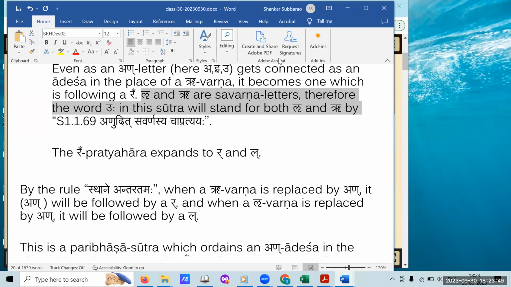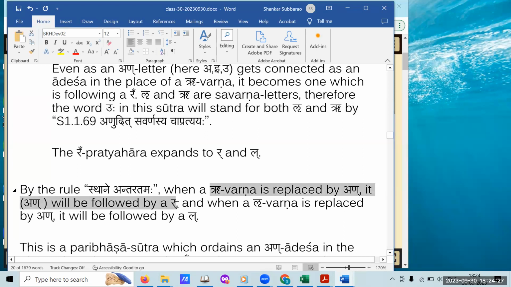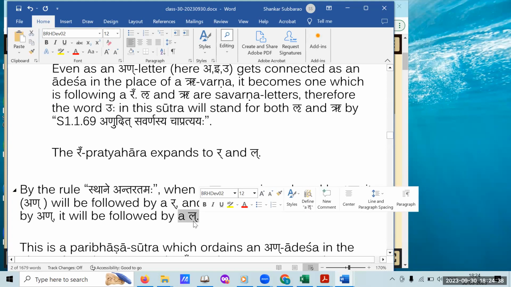Yes, Shainesh? Swamiji, for these kinds of sandhi operations to become viable, is that the reason why lu and ru became homogeneous, I mean, savarnas? Possible. Yeah, because you said reverse engineering. I'm showing you that because I have not taught you how to look at sutras fully yet. So I'm doing it in a way where you can understand how a sutra gets built. Rather than starting with uran raparaha, I made you understand the sutra first, and then I'm telling you how the sutra gets built. So by the rule sthane antaratamaha, when r varna is replaced by an, it will be followed by what? Ra, because r has got a ra component. And if l is replaced, then it will be followed by la, because l has got a la component. That's why that component business is very important for us.